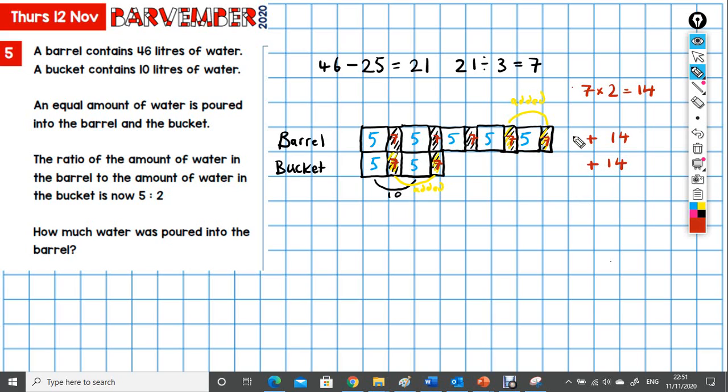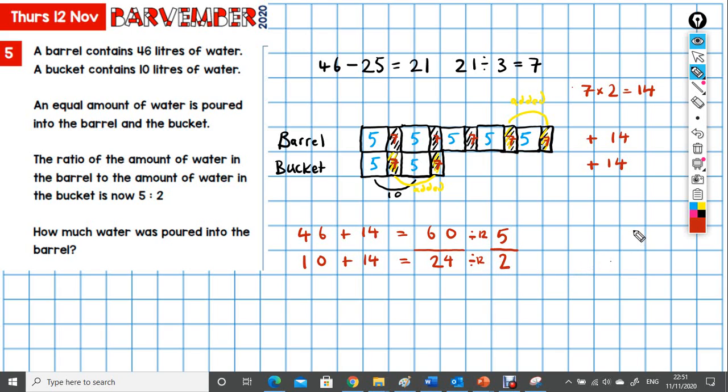Okay, so we've got 46, plus 14. What does that give us? So 46 plus 14 gives us 60. And originally we had 10, plus 14 gives us 24. Okay, so we'll just check. And then we've got 60, if we divide that by 12, that gives us 5. And 24 divided by 12 gives us 2.